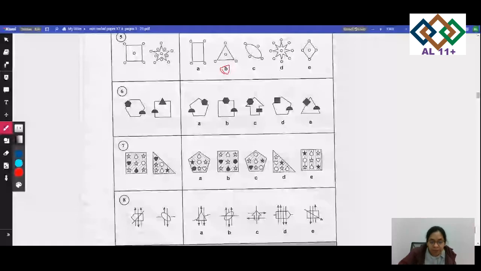Now number 6, all the shapes must have two small black shapes overlapping the edge of a large white shape. They are overlapping. They must have two small black shapes overlapping the edge of the large white shape. And one of the black shapes must be a semicircle. They also have a semicircle. Can you see it?